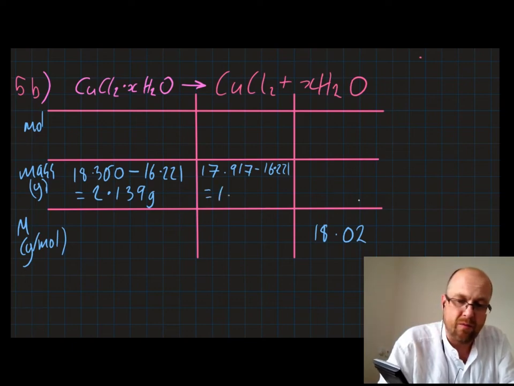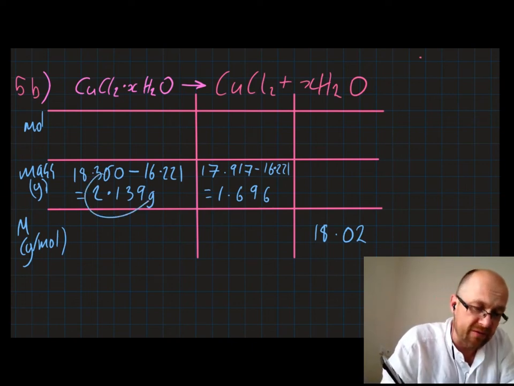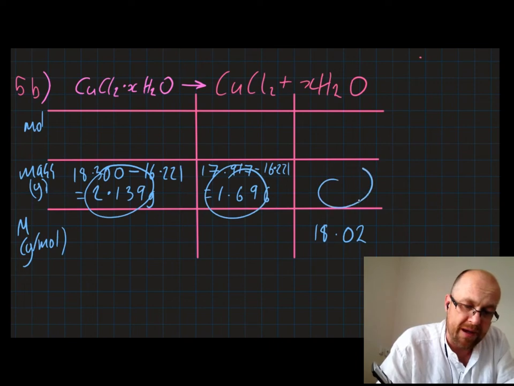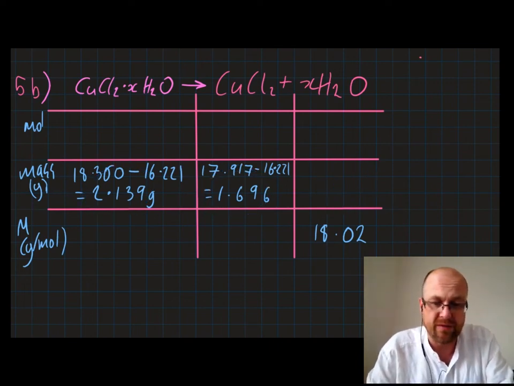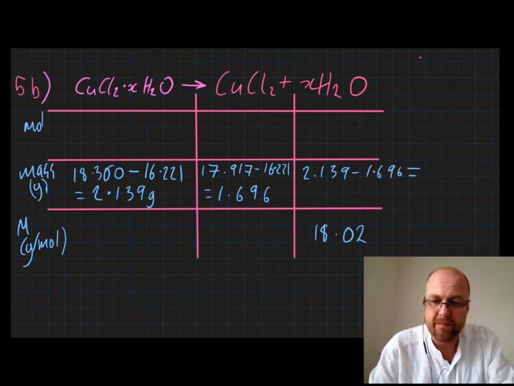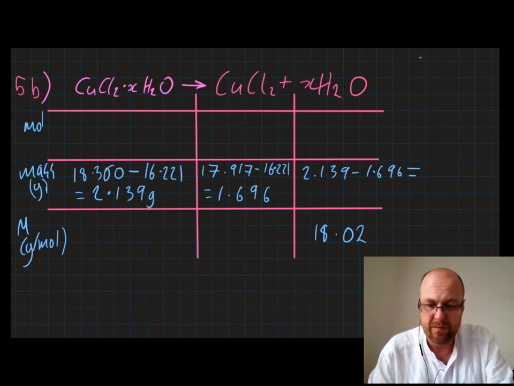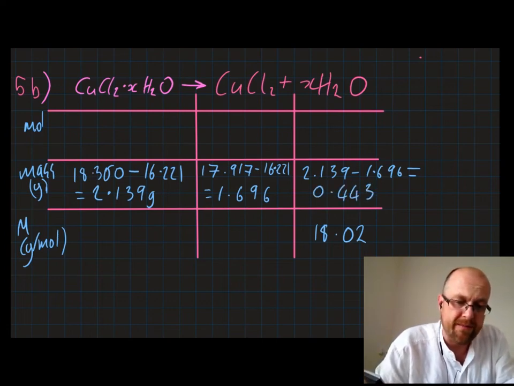So that's going to be 1.696 grams. What else do I know? By conservation of mass, I know the mass of the reactants has to equal the mass of the products. So I can work out the mass of water. That's the difference between those numbers there. So the mass of water, so that's 0.443.